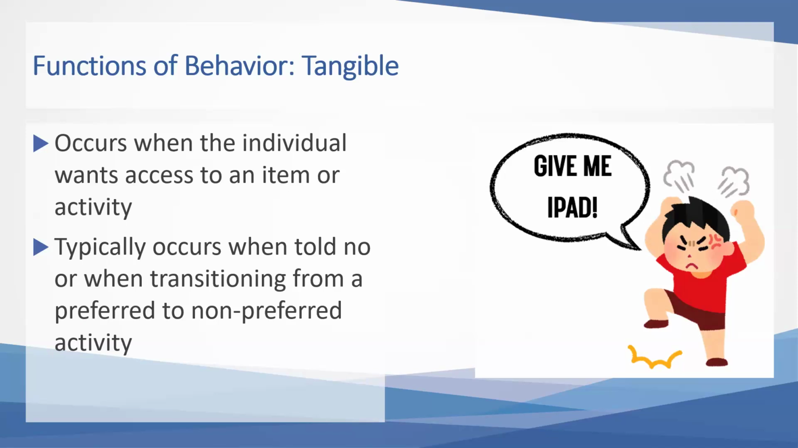It's important to note that when you're talking about the tangible function, it is not just a handheld object. It can be something like, oh, but I want to go to the pet store. I want to go to the park. I want to go play in the pool. It can be access to those kinds of activities as well, and that would fall under the tangible. It is access to something that designates the tangible function.